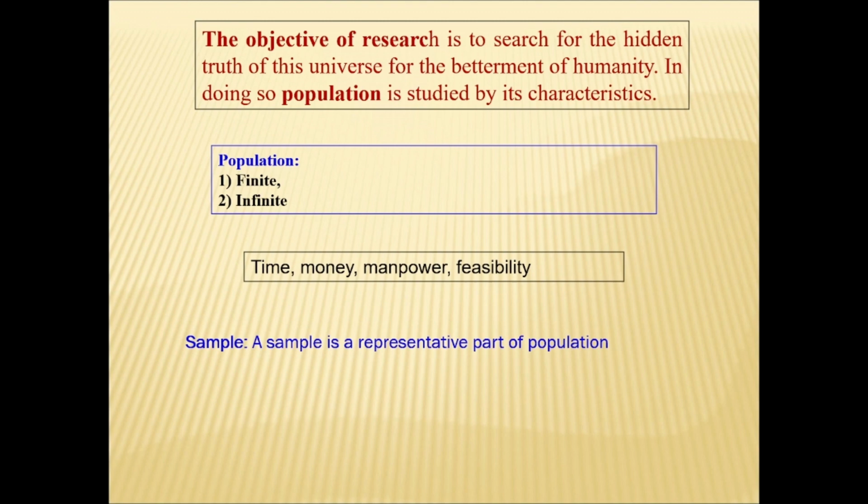So this population may be finite, may be infinite. If it is finite, then it is somewhat manageable. If it is infinite, then it is a problem to tackle. Our objective is to study the population, and the study of the population consists of the study of individual elements of the population. If it is large finite or infinite, then what happens? It will take much time, much money power and manpower, and sometimes it is not feasible also.